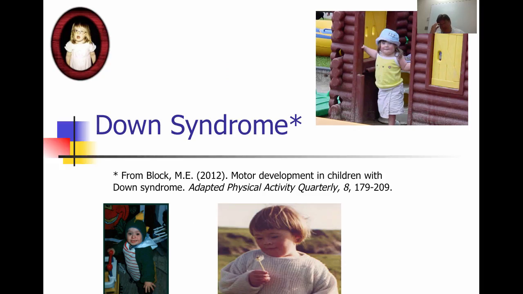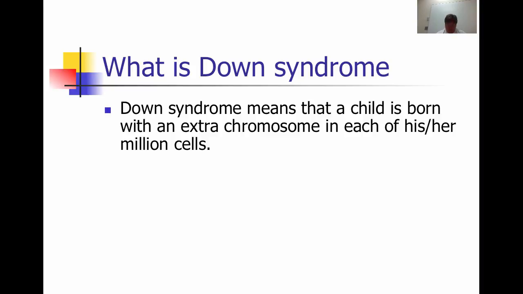The information I'm discussing was taken from a lecture by one of my former mentors and teachers at the University of Virginia, a national expert on adapted physical education, who's done a lot of research on motor development of children with Down syndrome. So, what is Down syndrome? It means that the child is born with an extra chromosome in each of his or her million cells. So we know that every normal cell within our bodies contains 46 chromosomes, with the exception of the reproductive cells, which contain only 23 chromosomes.